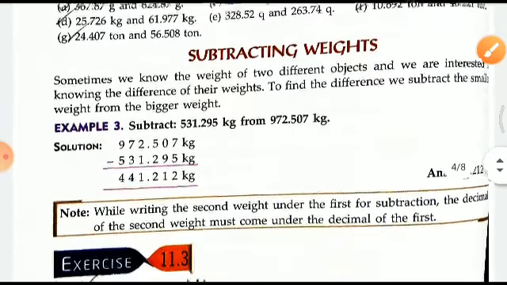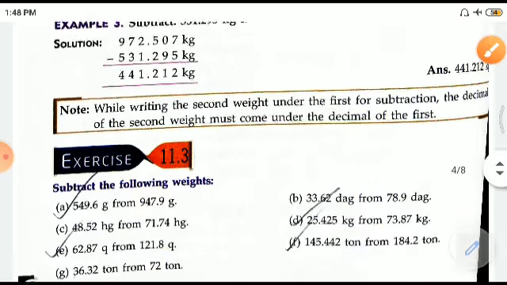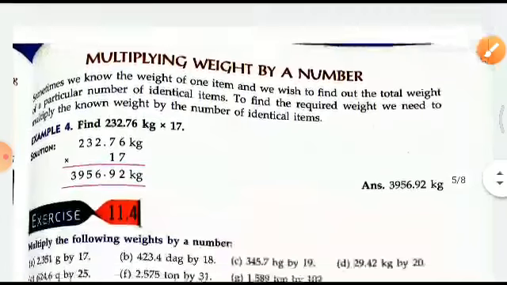Similarly, subtraction is also done in the same way, as you can see here. 972.507 kg, subtracting from it 531.295 kg, we will get 441.212 kg. Right? Okay, so subtraction is done.